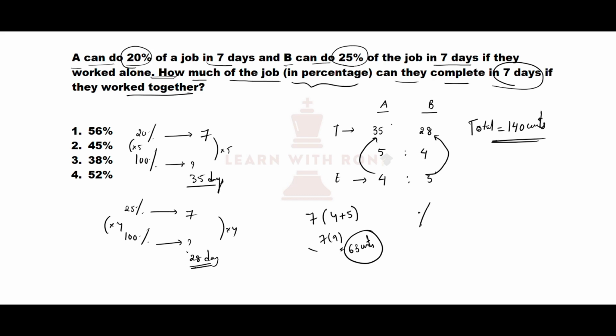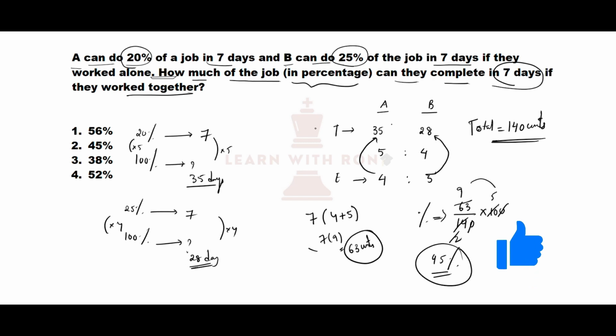So percentage here is how much they completed by total, completed into 100. That's all. 0 gets cancelled. 7 twos, 7 nines, 2 fives, 9 45s, 9 fives is 45. This is the percentage they can do in 7 days. So which is option number 2 here.